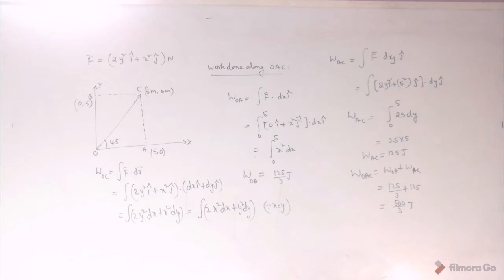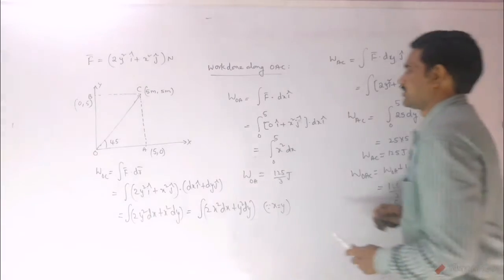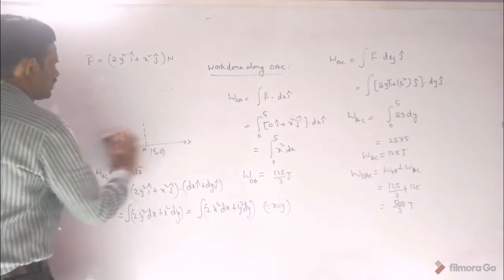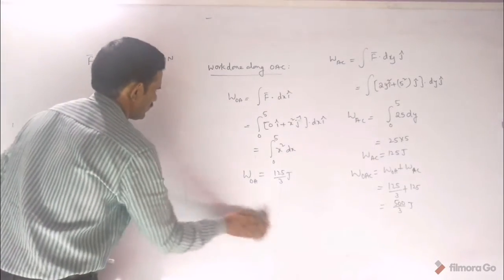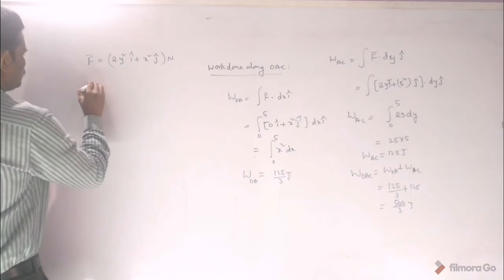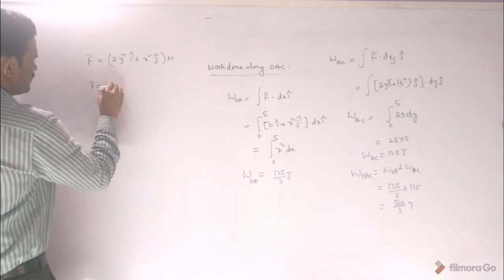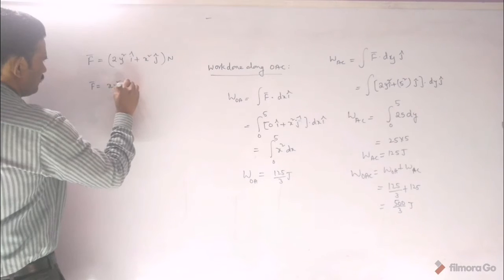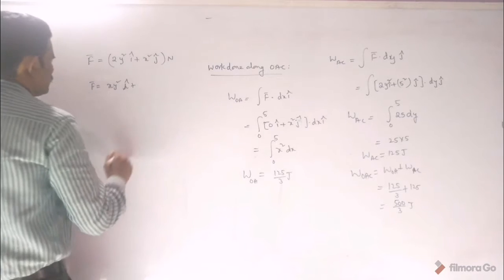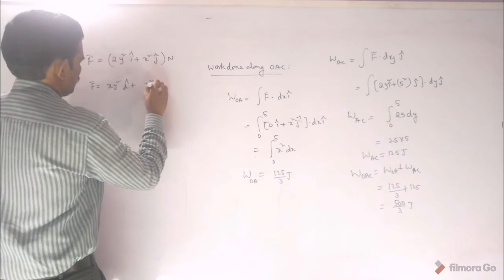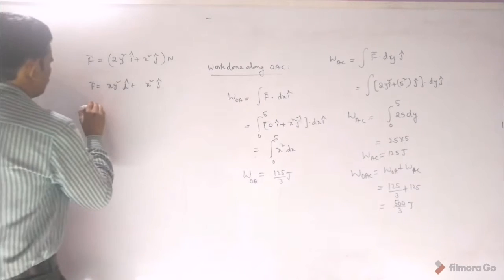And I will give some other forces, so do those calculations also. So now note down some other forces and verify whether they are conservative forces or non-conservative forces. Like F bar is equal to yx square i cap plus x square j cap.